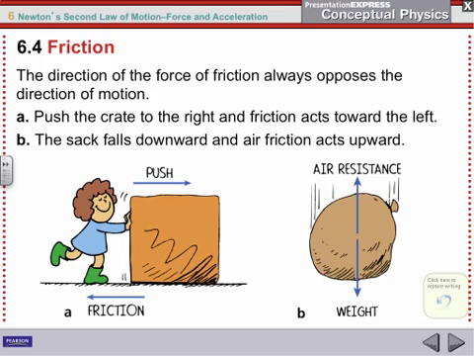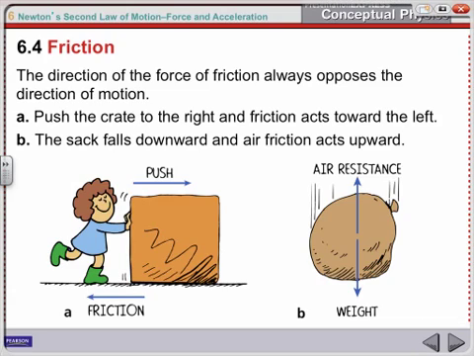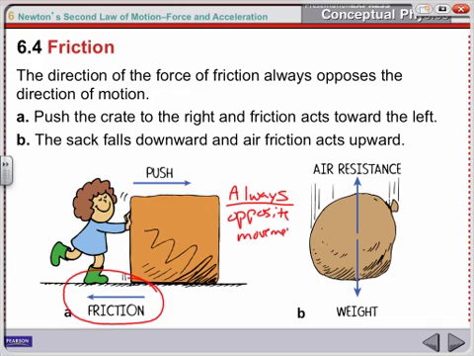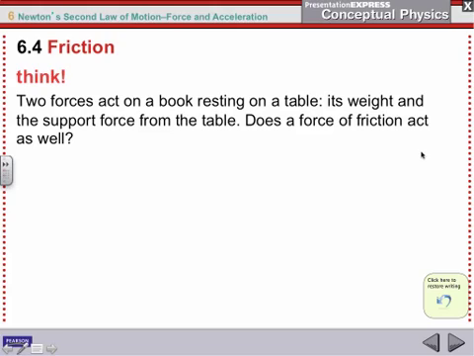One thing to note, because I'm sure that there'll be questions about this: anytime that we're talking about friction, it is always opposite your movement, or opposite the direction that you're moving. So it always opposes motion. That's the way friction always works. Always opposes motion every time.